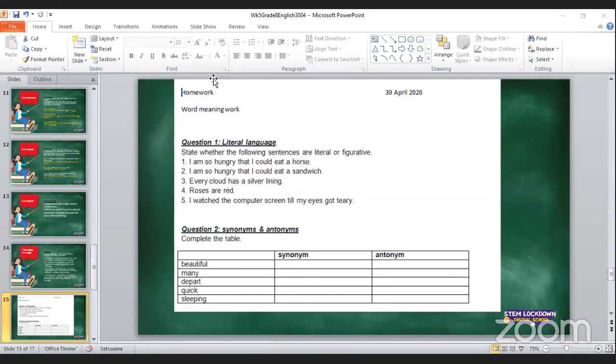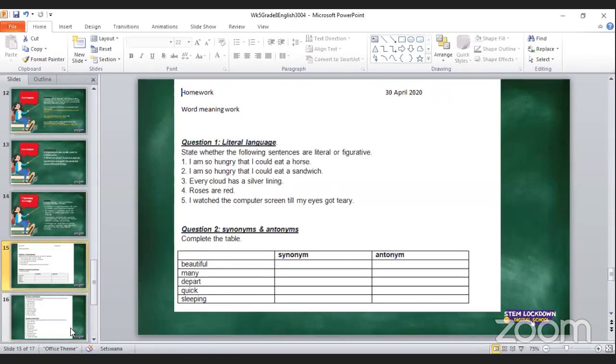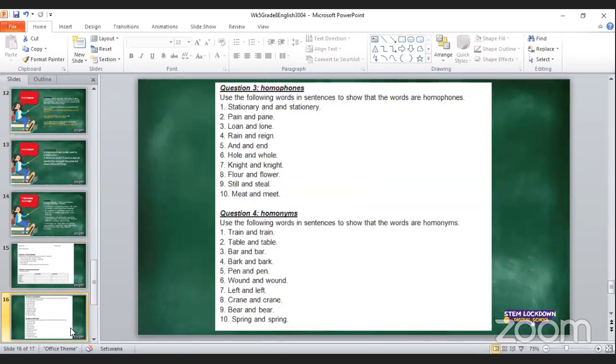Then in question two, I'm asking you to complete the table. In the first column, I gave you words, right? Then in the second column, I'm asking for the synonyms of those words. And in the third column, I'm asking for the antonyms of those words. Are we all together? Thank you. So yes, this is not over. There's still another two questions, question three and question four.